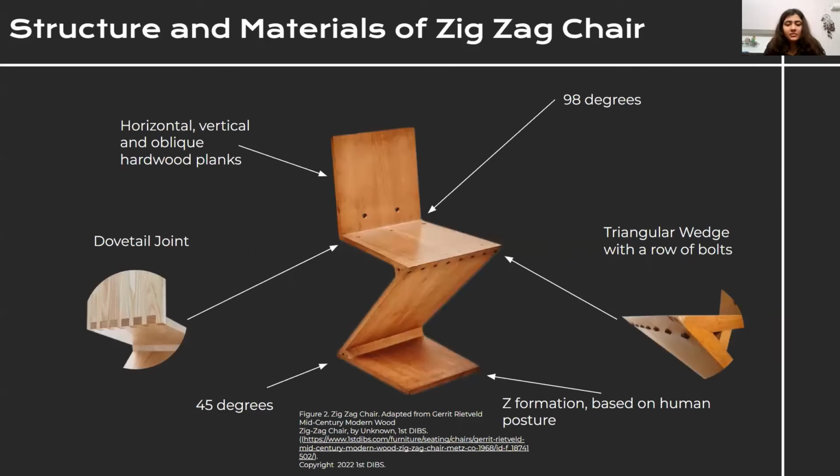Due to the Z formation, the chair loses its arms as well as its legs. Only four planks of hardwood are interlocked at an angle of 98° between the back and the seat and 45° between the leg and the foot for good load bearing. The planks are placed vertically and horizontally as well as diagonally, which in turn eases the tension between the vertical and horizontal planks. These elements are joined together with dovetail joints and a row of bolts through a triangular wedge.